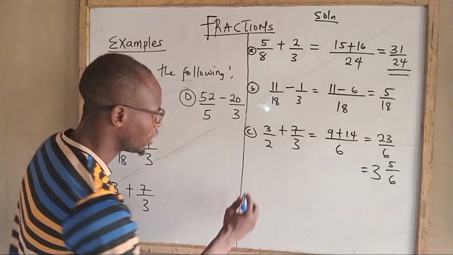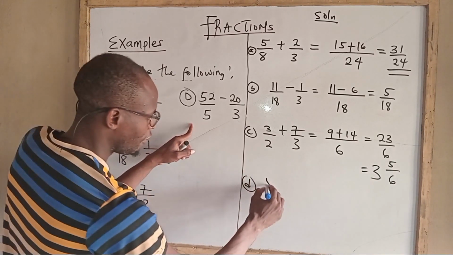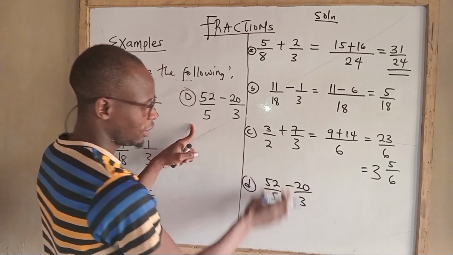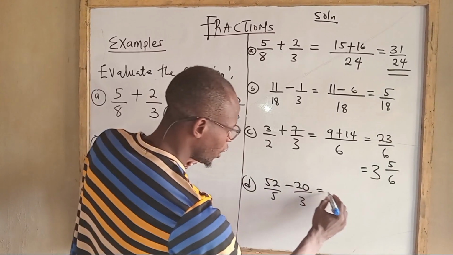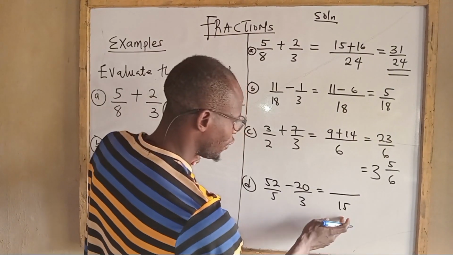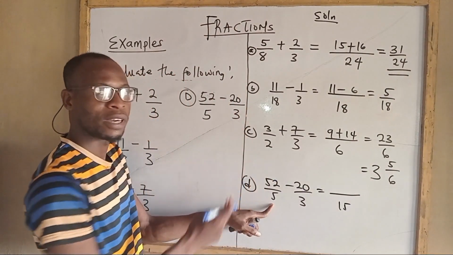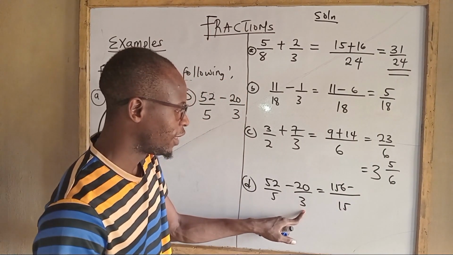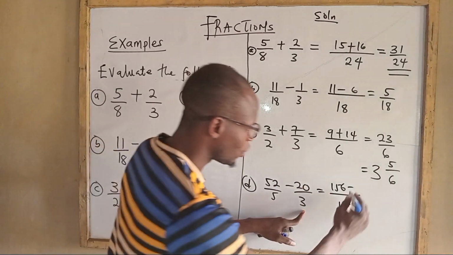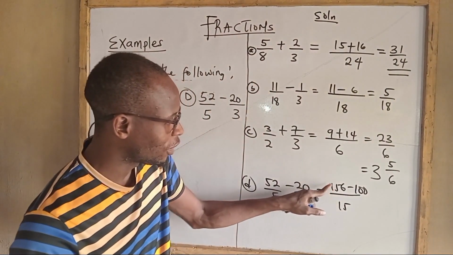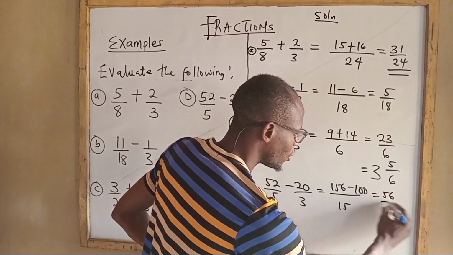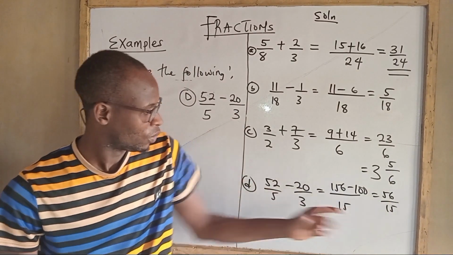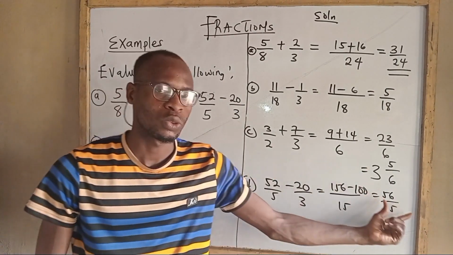Okay, so the last one will be 52/5 minus 20/3. Of course, this is also an improper fraction. So the LCM here is simply 15. 15 divided by 5 gives you 3. Then 3 multiplied by 52 gives you 156, minus 15 divided by 3 gives you 5. Then 5 times 20 gives you 100. So when you subtract, 156 minus 100 gives you 56/15. So you can see here too, when we subtract an improper fraction, we still result back to an improper fraction.